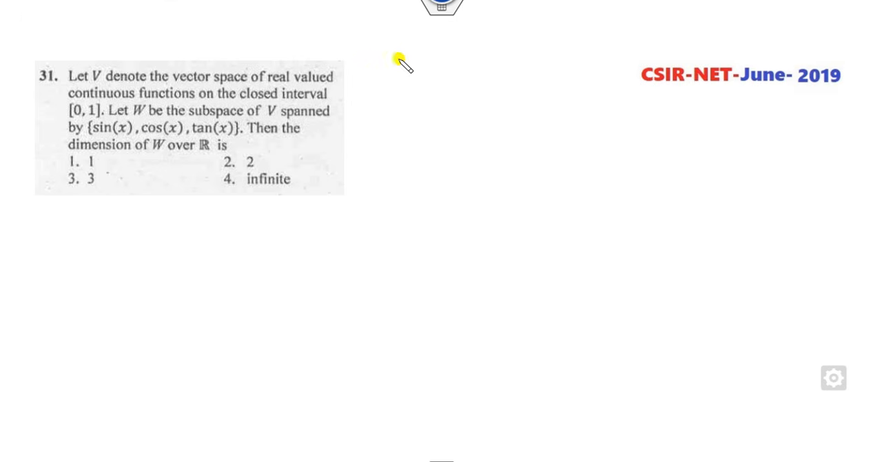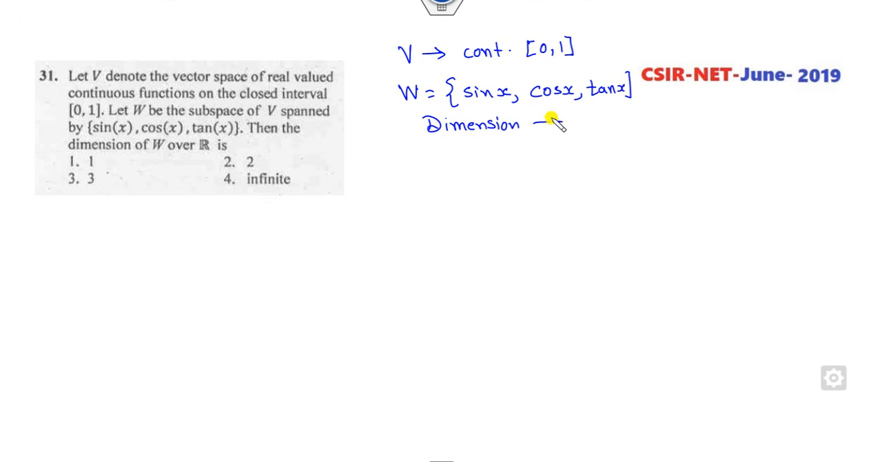Okay, V is the vector space of continuous functions over the closed interval 0, 1. W is my subspace spanned by sin x, cos x and tan x. Fine. Then your target is to find the dimension. What is the meaning of the dimension? You have to find the number of linearly independent vectors. How do you find the number of linearly independent vectors in the case of functions? We will check the Wronskian. Fine. So what is the Wronskian?